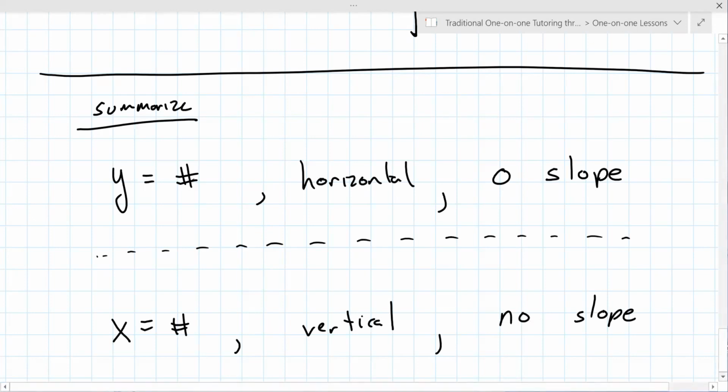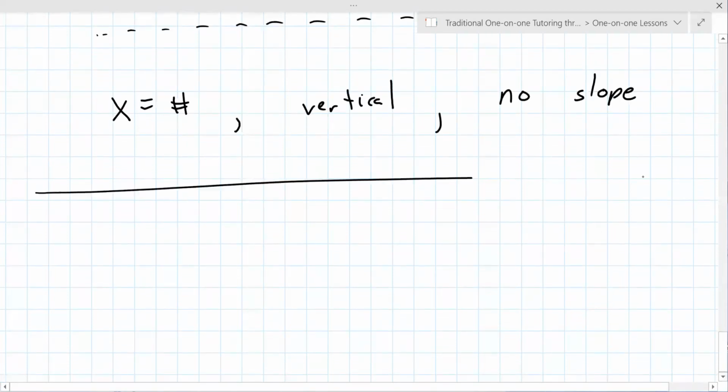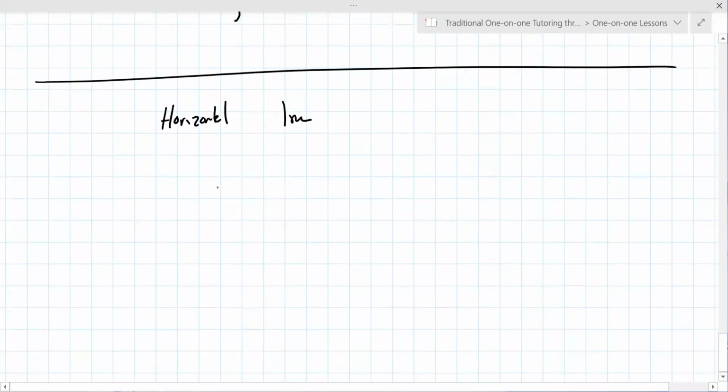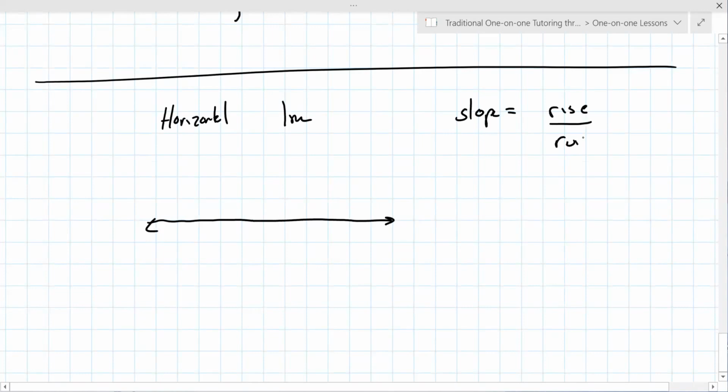Now, let's talk about why these are true, this last column here. So let's look at a horizontal line. A horizontal line looks like this. One definition of slope is rise over run. Do you remember that from class? The slope equals rise over run. That's rate of change. Now, let's say you're here and later on you're here. How much have you risen, or how much have you gone up or down? The answer is 0.